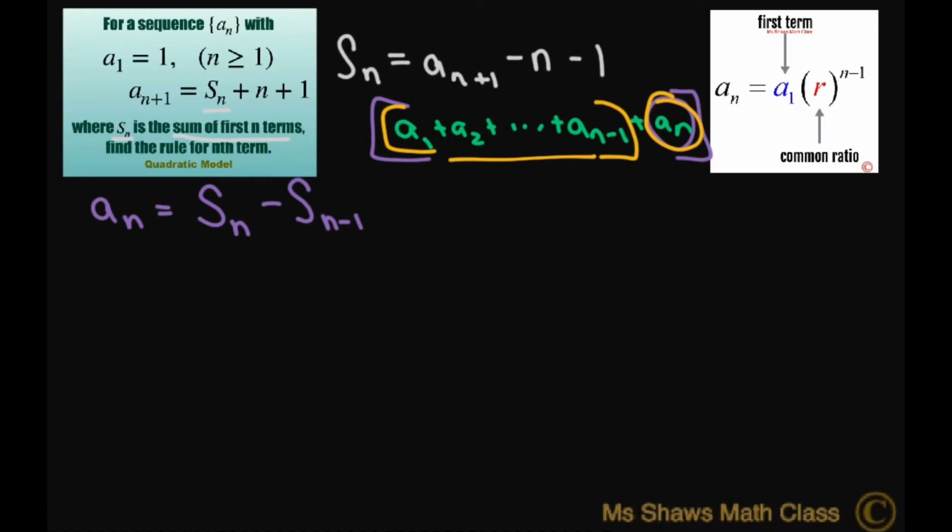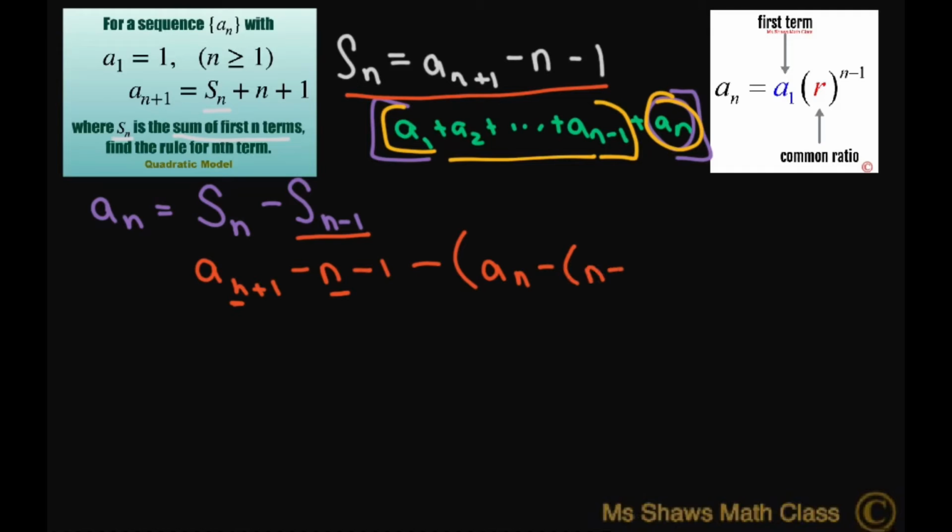Let's see, we're going to get s sub n, so we already know what that is. That's a sub n plus 1 minus n minus 1. Now for s sub n minus 1, you substitute n everywhere there's an n here, substitute an n minus 1. So that's going to be minus a sub n minus n minus 1. Then you have minus 1. So this is going to equal a sub n plus 1 minus a sub n and then minus 1, because the others will cancel out here. So that is going to be your nth term.